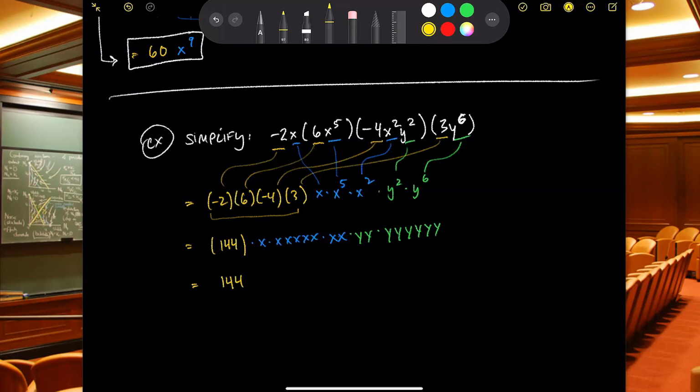And then I broke them apart, and then I can collapse them by knowing that exponents mean repeated multiplication. So I can simplify, because I have 1, 2, 3, 4, 5, 6, 7, 8 x terms.